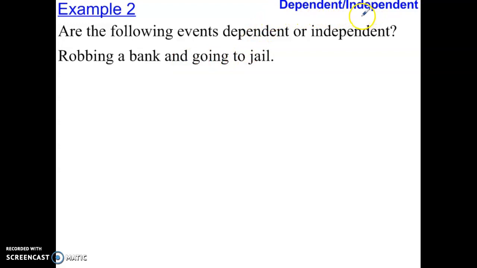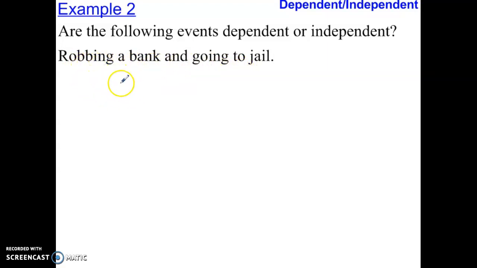Okay, students, next example. Dependent, independent. So with these types of problems, you basically have to identify if one event depends on the other or if each of the events have nothing to do with each other. For example, let's look at this question. Are the following events dependent or independent? Robbing a bank and going to jail.